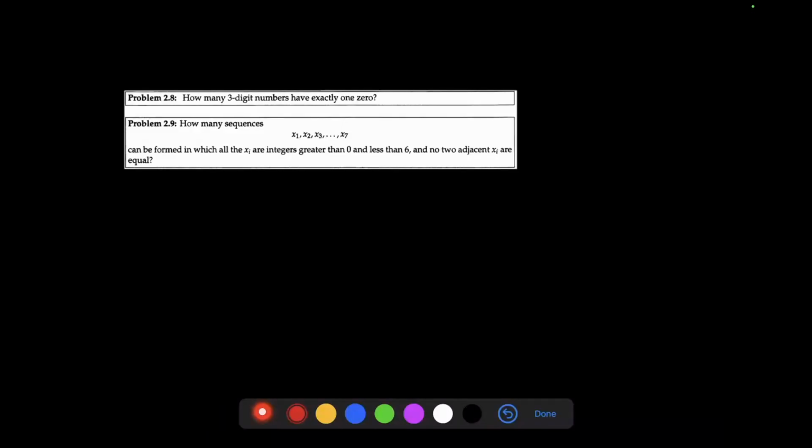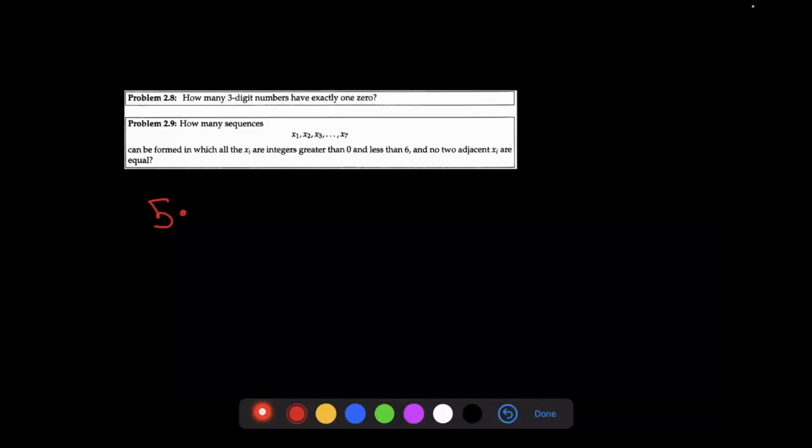Okay, how many sequences x1, x2, all the way to x7 can be formed, where all the x of i are integers greater than 0 and less than 6, and no 2 adjacent x of i are equal? So how would we construct such a sequence? Well, if we have 5 choices for the first number, like 1, 2, 3, 4, 5, the next number can be any of the choices except the previous one. So that would be 4, and so on and so forth for the rest of the 6.